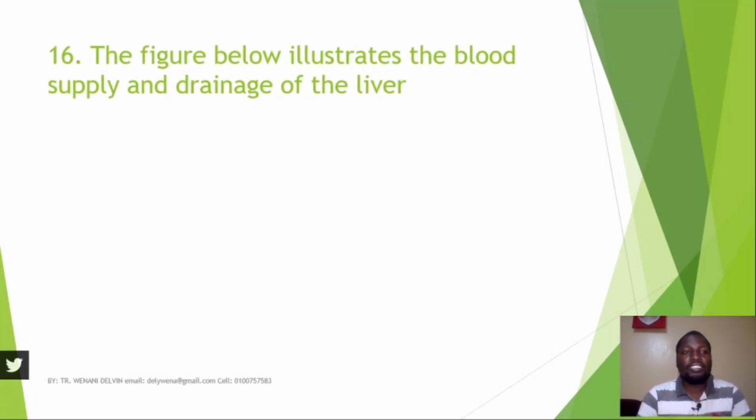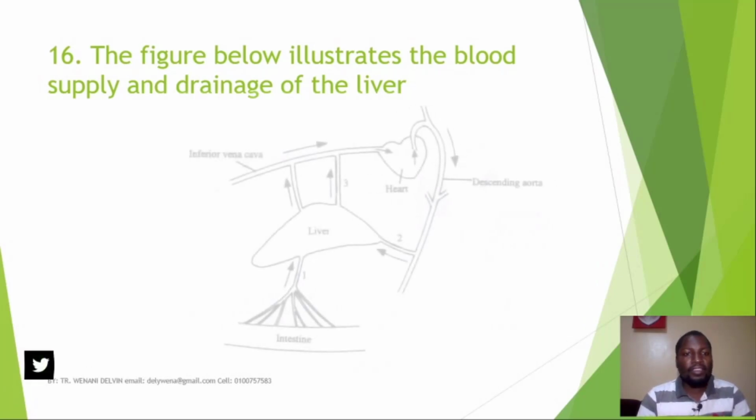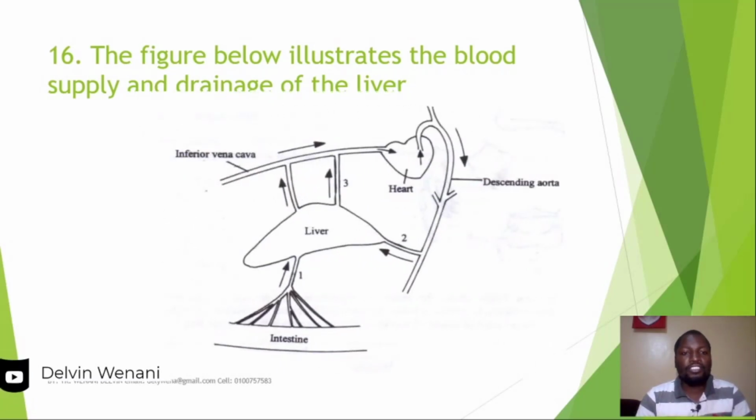And the figure below illustrates the blood supply and drainage of the liver. That is the figure that is showing how blood is supplied and drained from the liver. Now you can see the heart there. You can see the descending aorta. You can see the liver. You can see the intestine. You can see the inferior vena cava, liver.